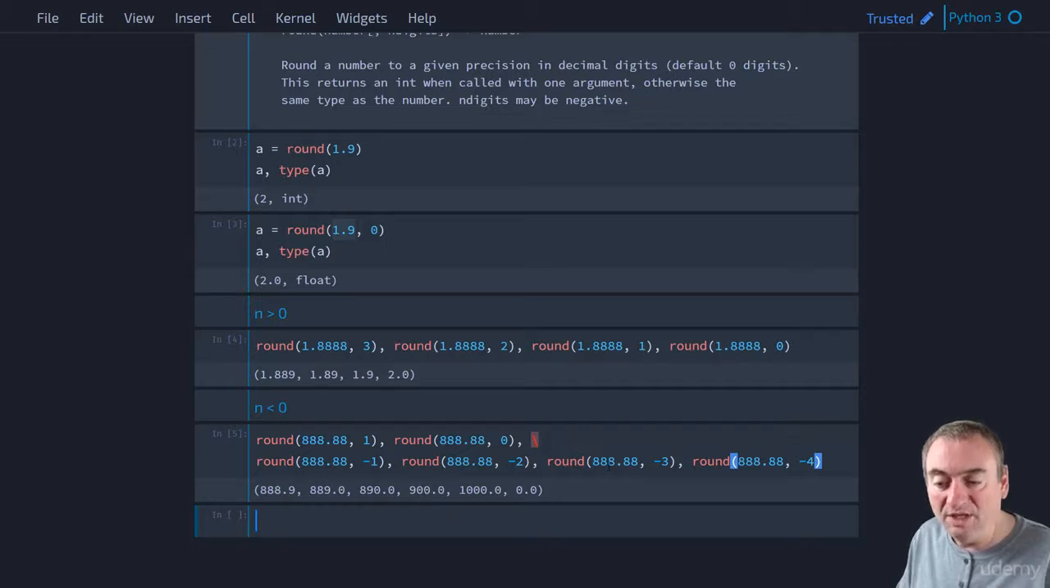Now, what about this one? We're looking to round 10 to the negative 3. So 10 to the 3 is 1,000. To the closest multiple of 1,000. Well, the closest multiple of 1,000 is 888.88.